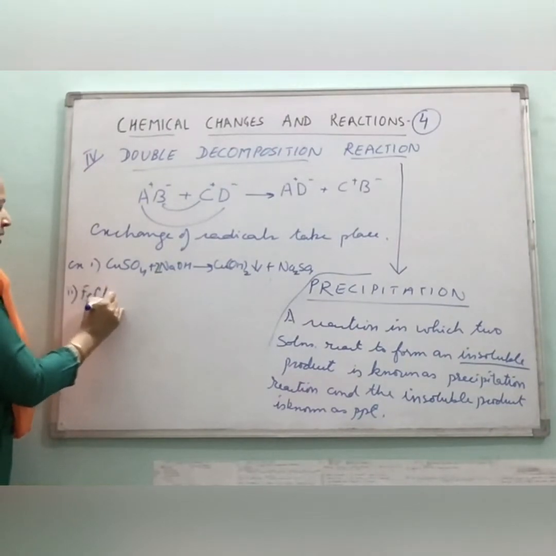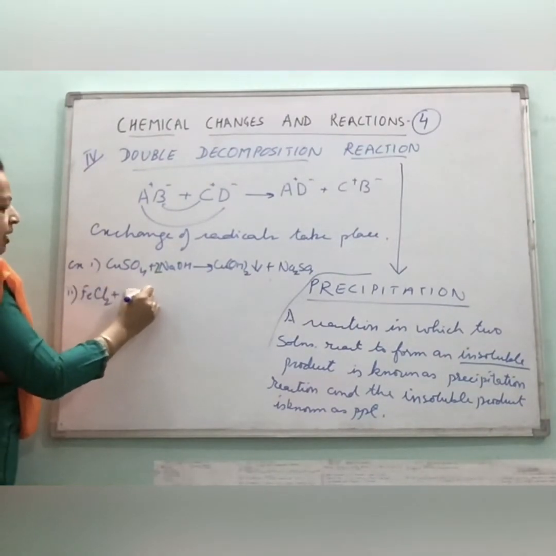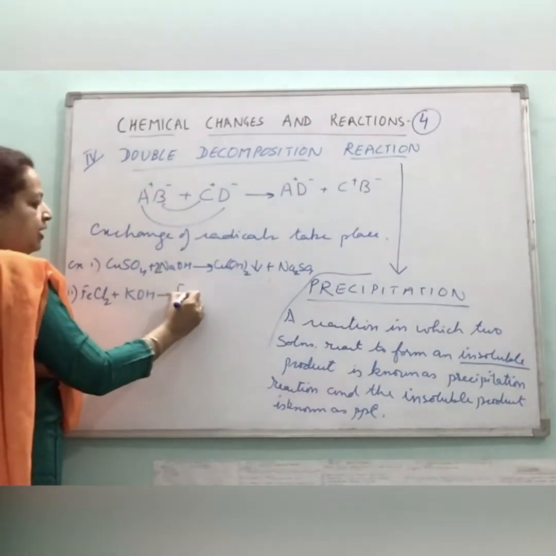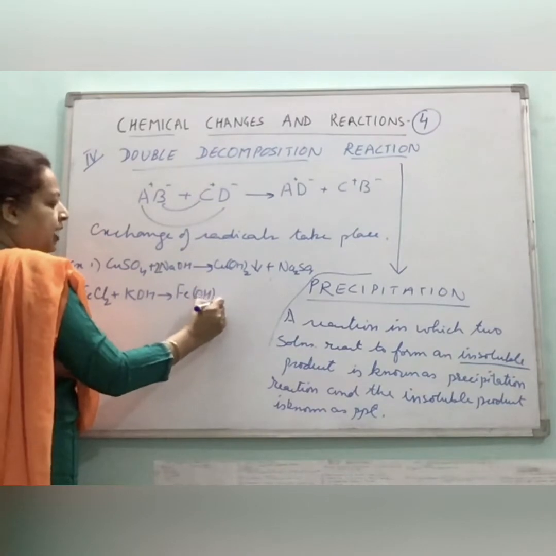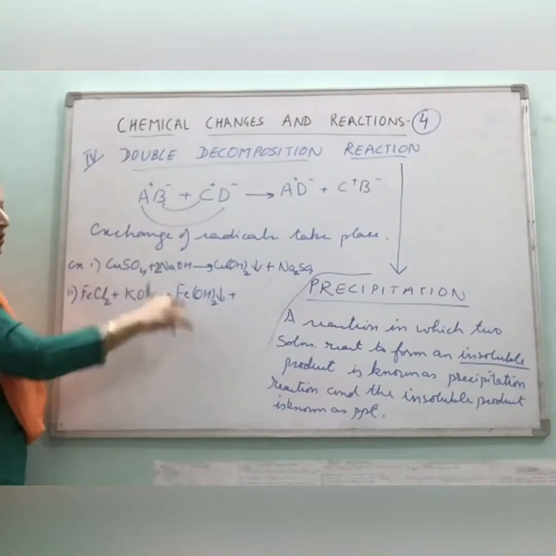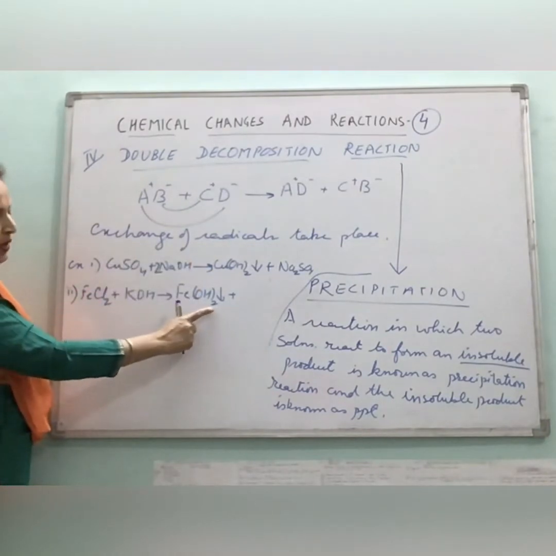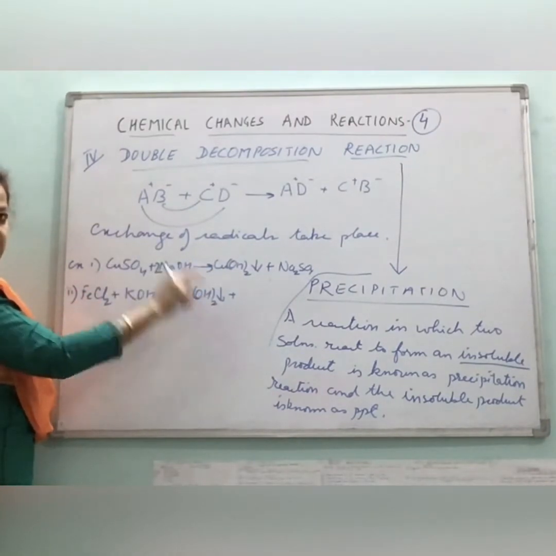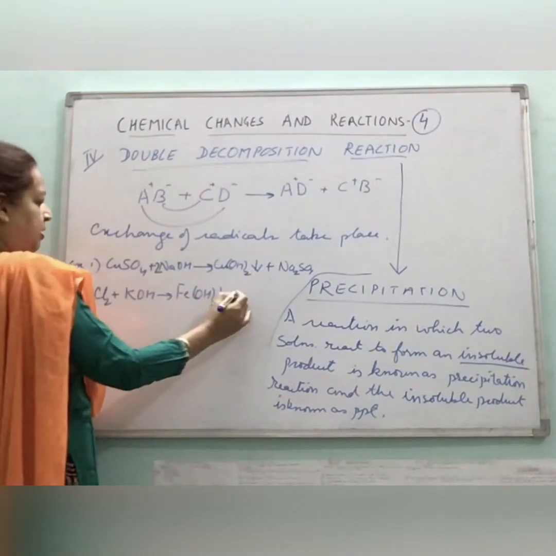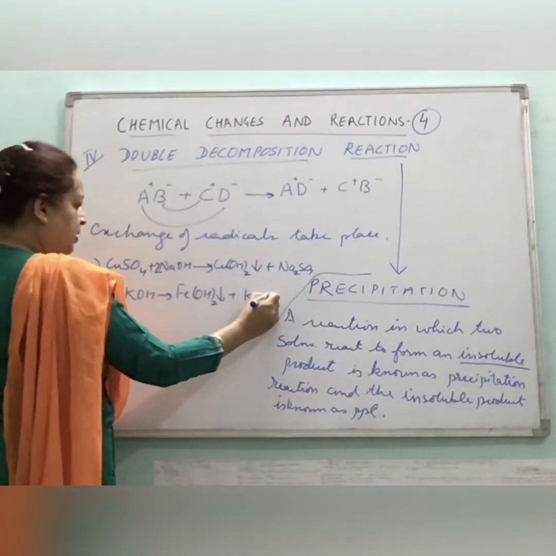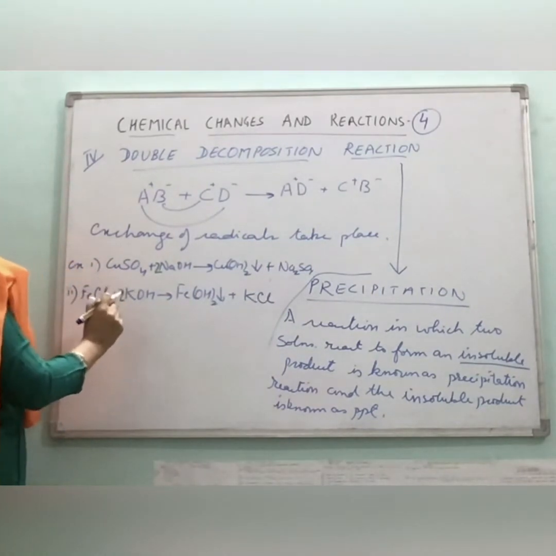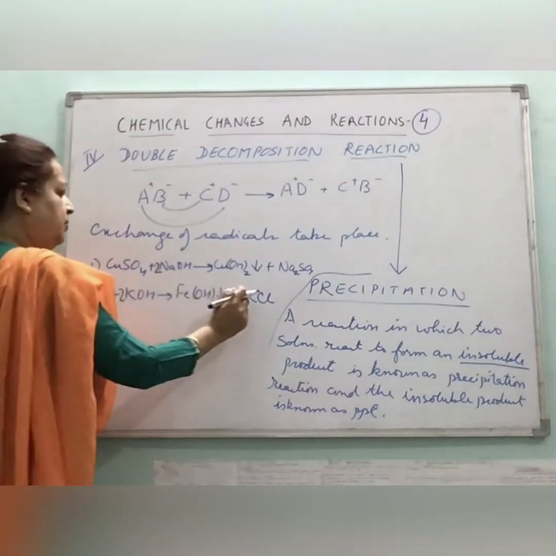Ferrous chloride and potassium hydroxide. When the exchange of ions takes place, ferrous hydroxide is insoluble, it is a precipitate, it settles down, so arrow pointing downwards. Arrow pointing downwards always indicates it is a precipitate. And what is formed? Potassium chloride. So again we balance it. 2 and 2.